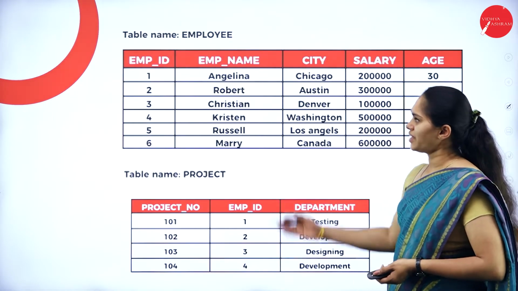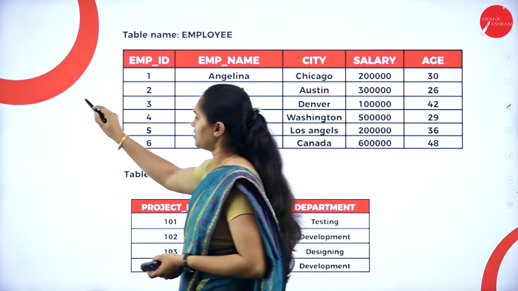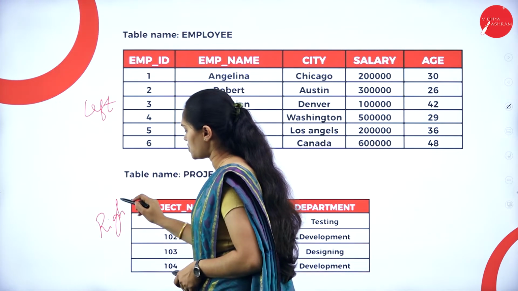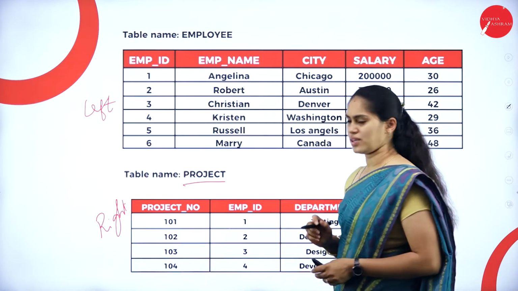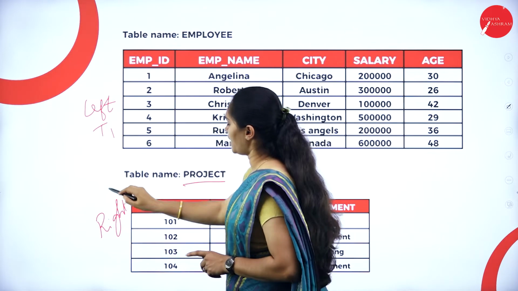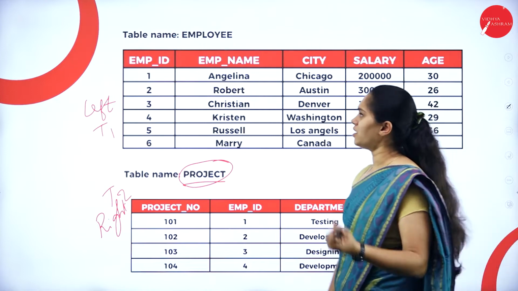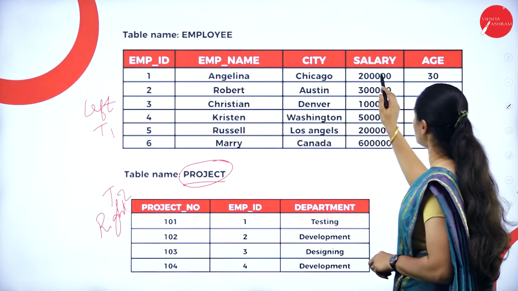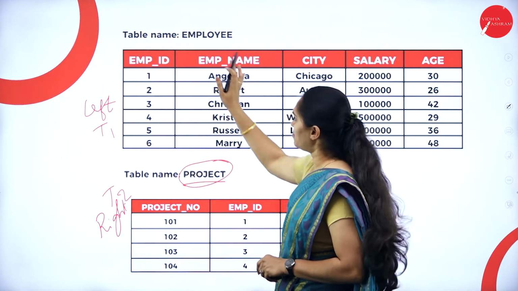Next, you can see one example here. Here I have two tables. You need to remember, this is the left table and this is the right table. The left table is the employee table, and on the right side we have one more table called project. If I say table 1, that is related to employee, and if I say table 2, that is related to project. In the employee table, we have employee ID, employee name, city, salary, and age, and we have 6 rows.